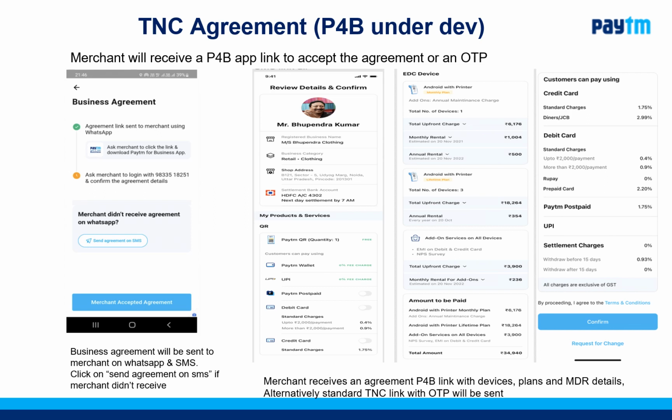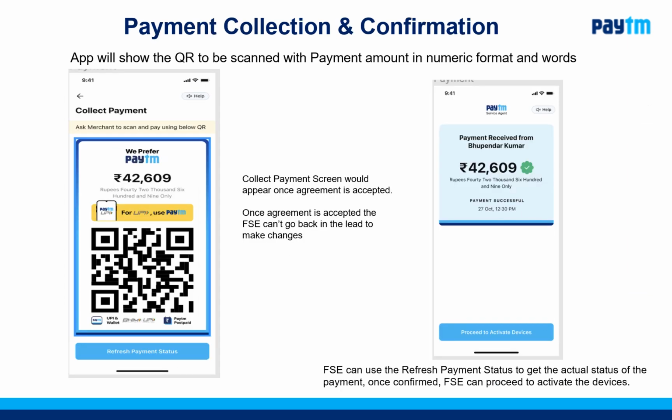After the agreement has been accepted, a QR will be generated for the amount which was shown before, and the FSC has to collect the payment from the merchant. Once the agreement is accepted, the FSC cannot go back in the lead to make changes. The FSC can use refresh payment status to get the actual status of the payment. Once confirmed, the FSC can proceed to activate the devices.